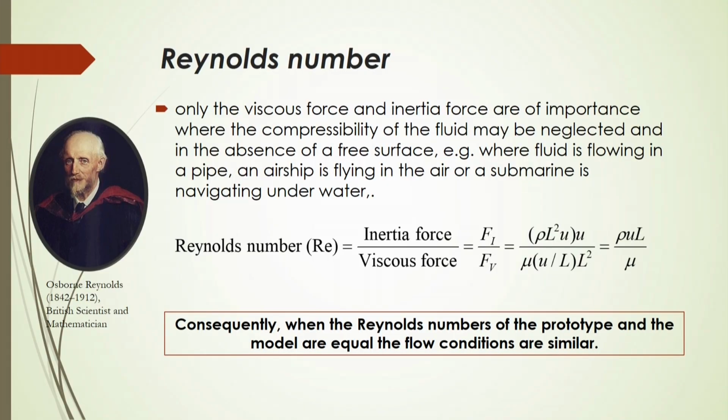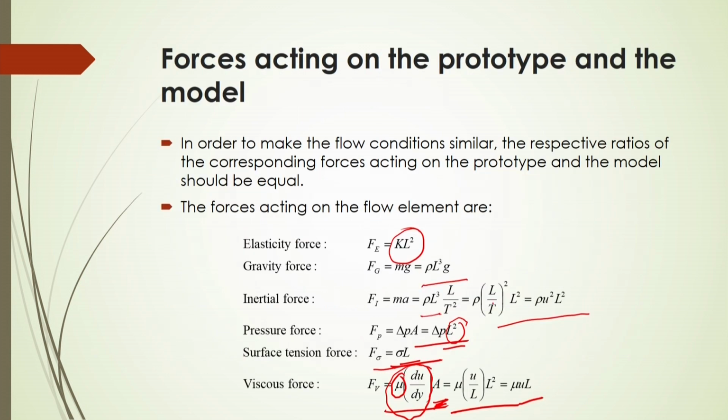Reynolds number is defined as the inertia force to the viscous force. This is actually denoted as F_I by F_V. We can write the inertia force as rho L square u into u, and the viscous force is mu u L, mu into u by L into L square, as given in the earlier slides.